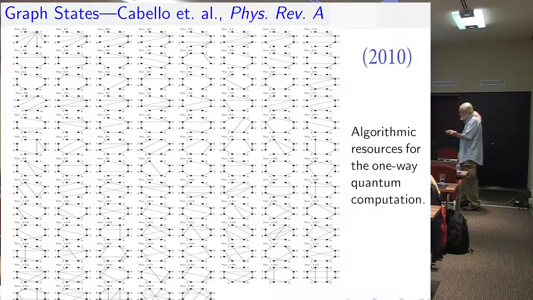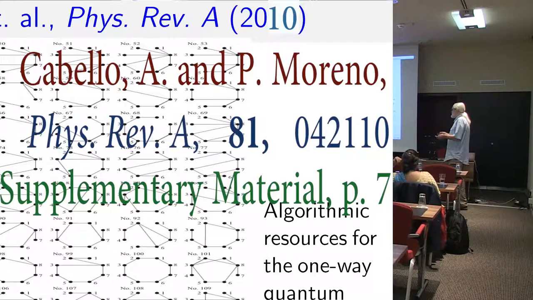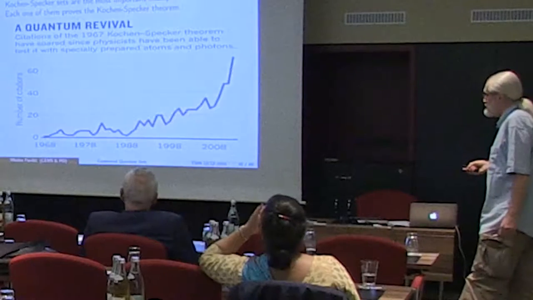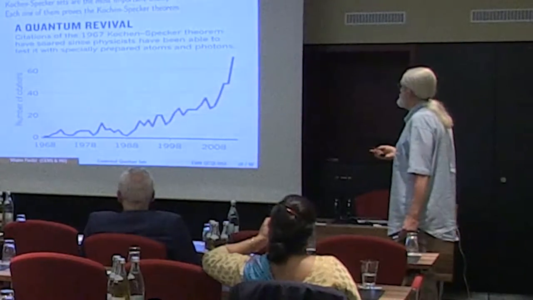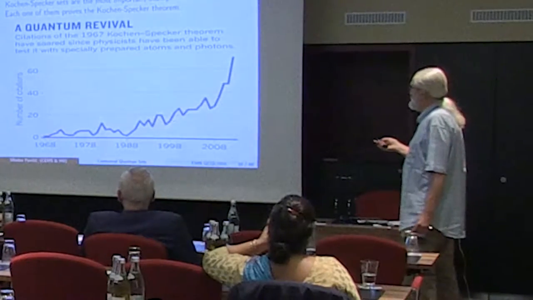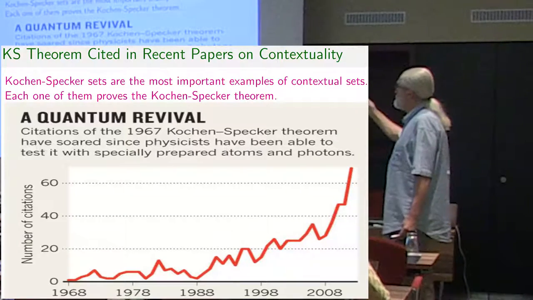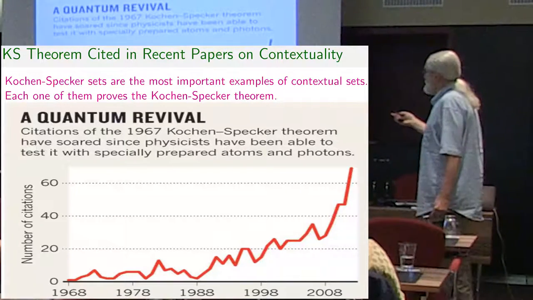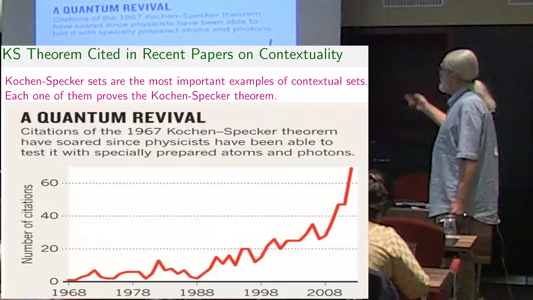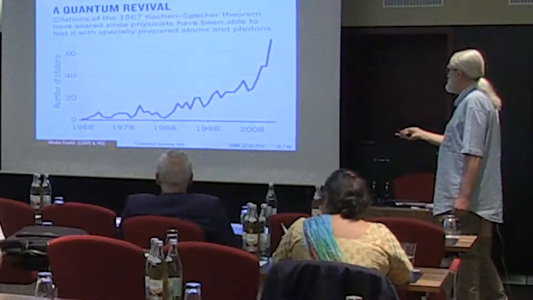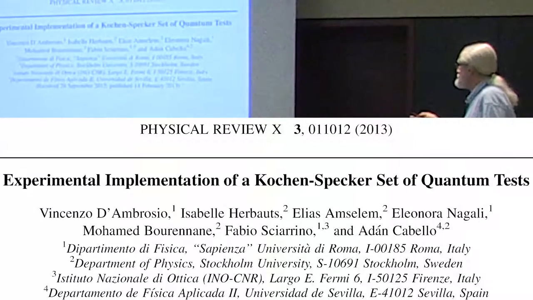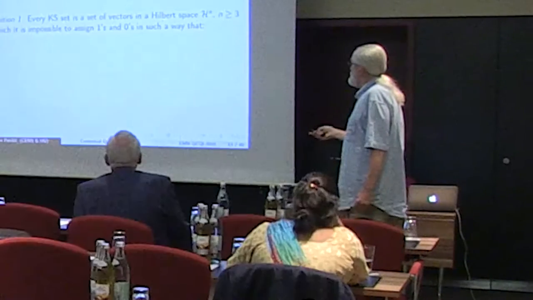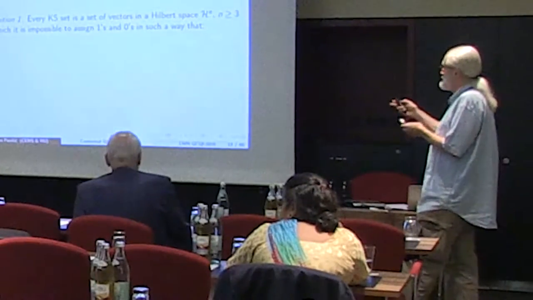For gates, we need a lot of such graph states, and when we apply contextual sets, we also need a lot of contextual sets. In this talk, I'm going to concentrate on the so-called Kochen-Specker sets, because they are the most numerous and the most important among all the contextual sets. They are all proofs of Kochen-Specker's theorems, and we see here an indication of a revival of interest in recent papers on that problem. Another aspect of the new interest in contextual sets is many new experiments, some of which concentrate on four-dimensional, then eight-dimensional, and in the end, three-dimensional Kochen-Specker sets.